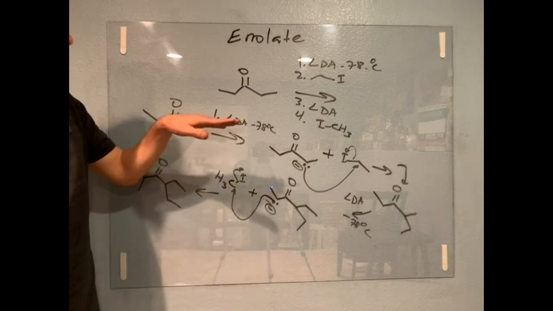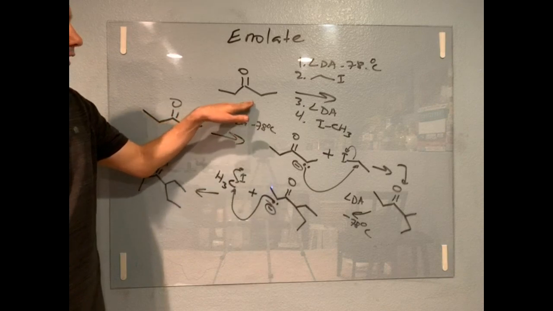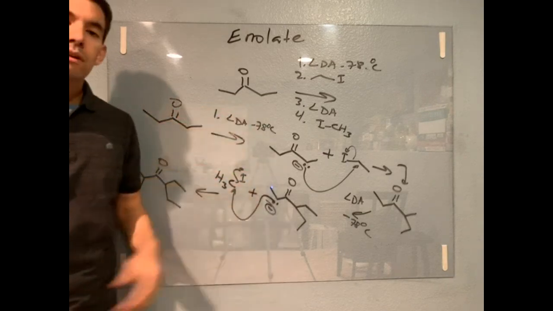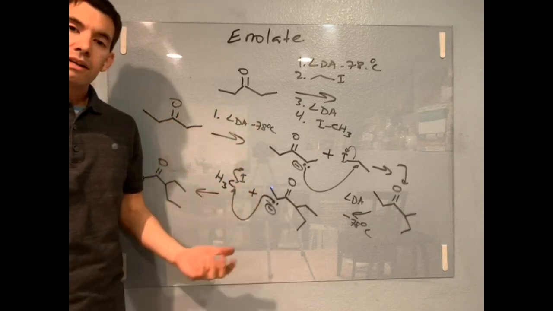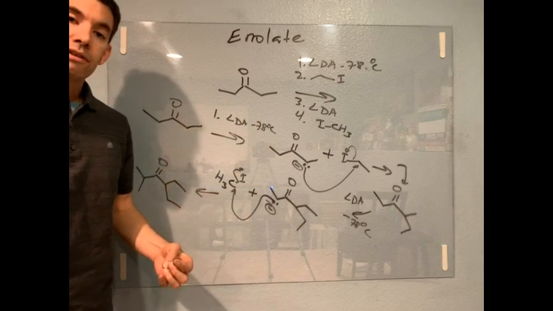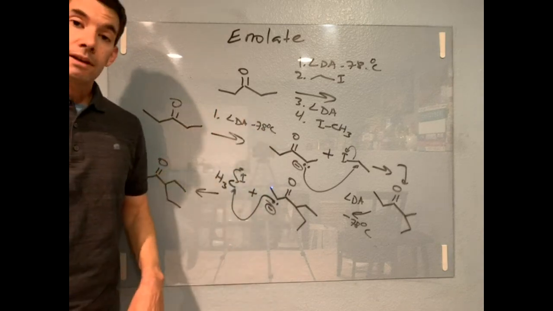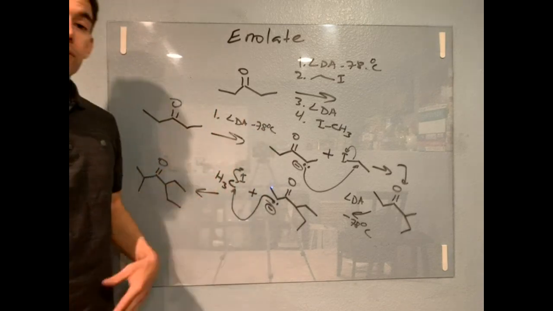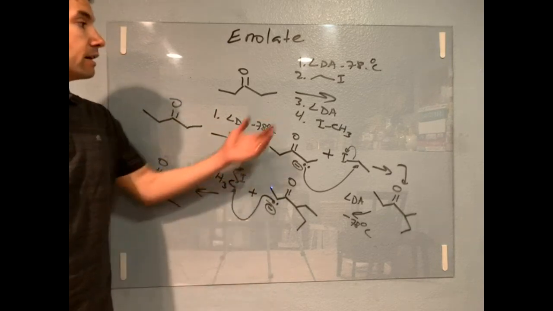So these are some examples of how we can use LDA on these molecules, or we can actually use our sodium hydride at room temperature, 25 degrees Celsius, to put things on the more substituted side, all right? So those are some examples of using enolate chemistry to add alkyl halide groups on.